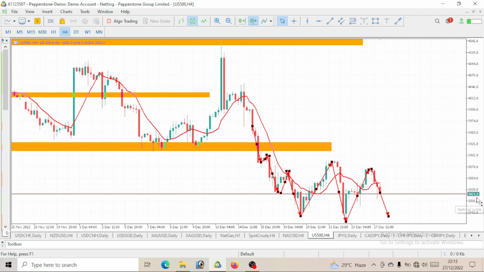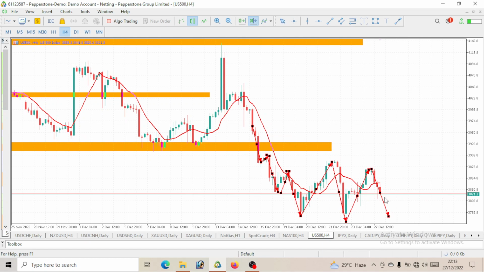So currently price is trading at 3,821. Have it in mind that the market has not yet closed. We have about 2 hours for the market to close. By the time the market would have closed, it should have moved away from that. So currently, at this time of doing this analysis, it is trading at 3,821.